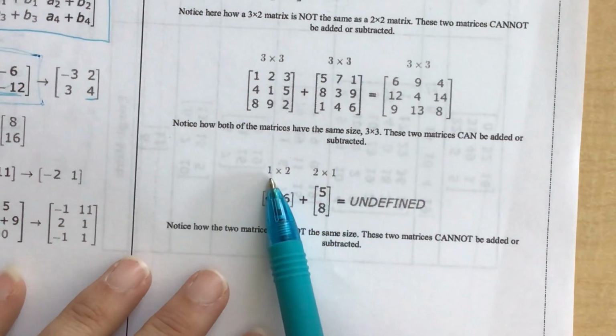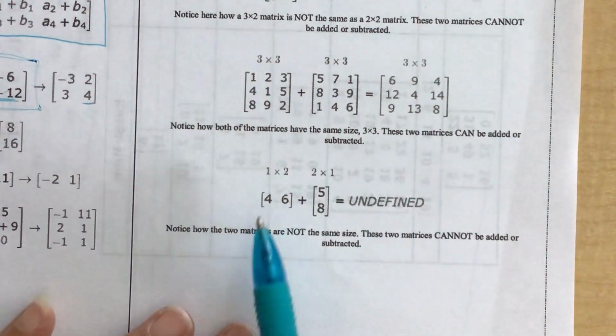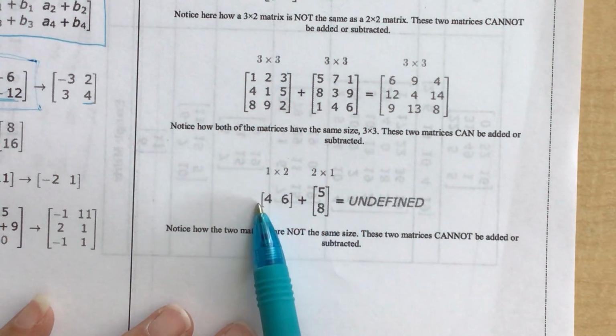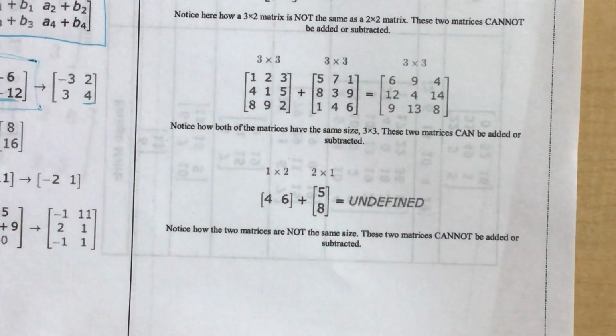All right, here's another example. Notice they are a 1 by 2 and a 2 by 1. Yeah, they have the same numbers in their dimension. However, they're set up differently. This one has 1 row, 2 columns. This has 1 column, 2 rows. So it's very different. There is no same location for the elements, so therefore we can't add these together.